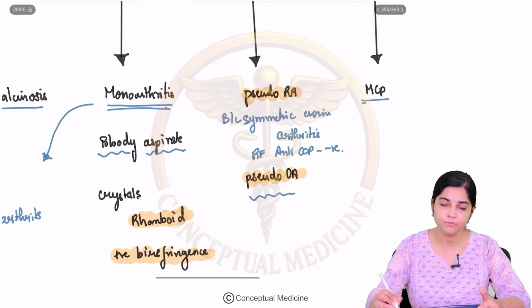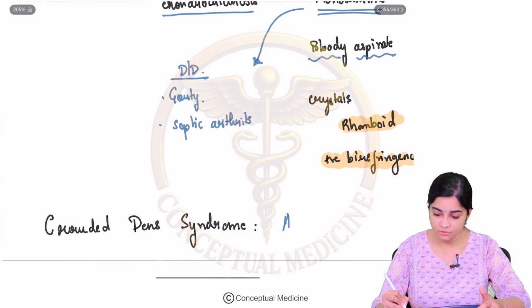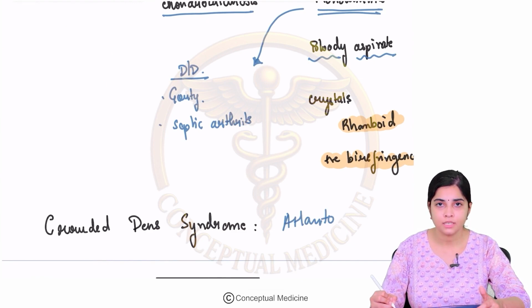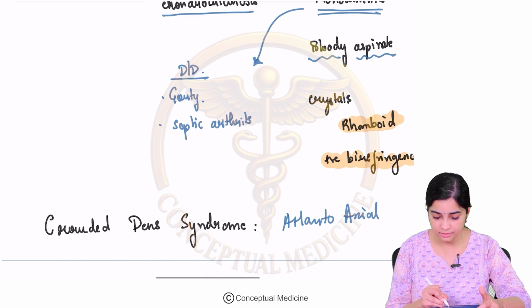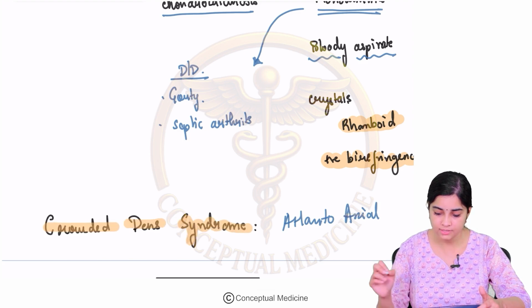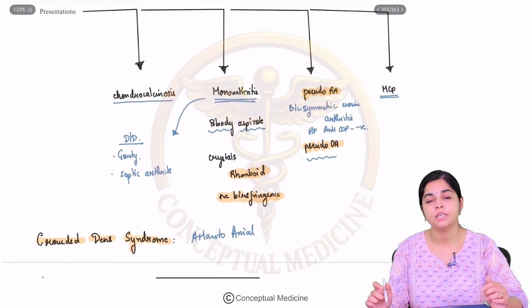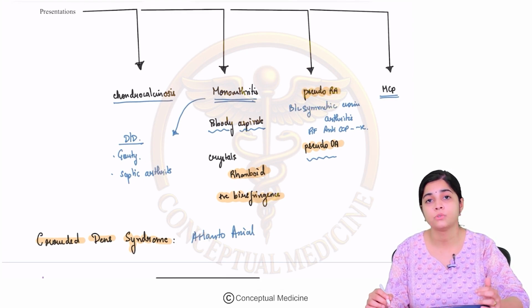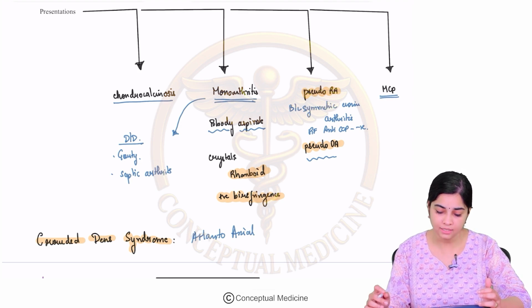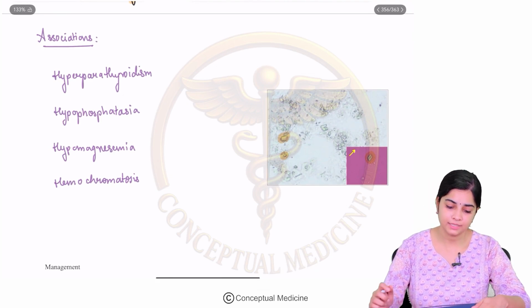Then it can also involve the metacarpophalangeal joint, and if the CPPD disease involves the atlantoaxial joint, then this is what we call crowned dens syndrome. So this is about the various ways in which CPPD related disease can present: chondrocalcinosis, monoarthritis, pseudo-rheumatoid, pseudo-osteoarthritis, and crowned dens syndrome. So what are the associations of CPPD related disease?